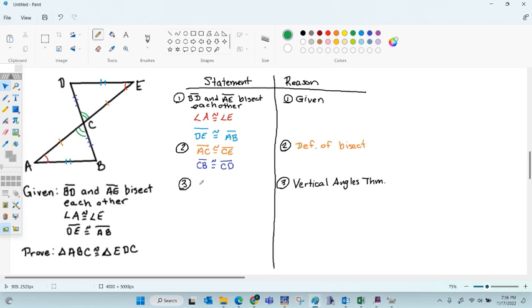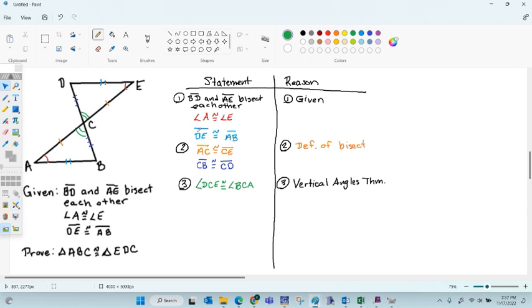I can say angle DCE is congruent to angle BCA. So angle DCE is congruent to angle BCA. I'll just neaten that up for you a little bit. There we go. Because they are vertical angles.